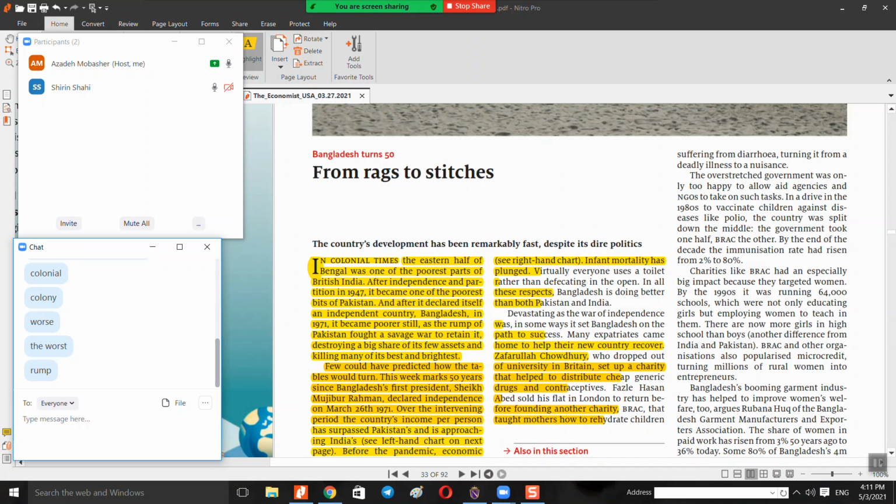In colonial times, the eastern half of Bengal was one of the poorest parts of Britain. Okay, and you just read before the title, Bangladesh turns 50. So this country is a new country. Yes. So how did Bangladesh become Bangladesh? If I say it, then you will understand.